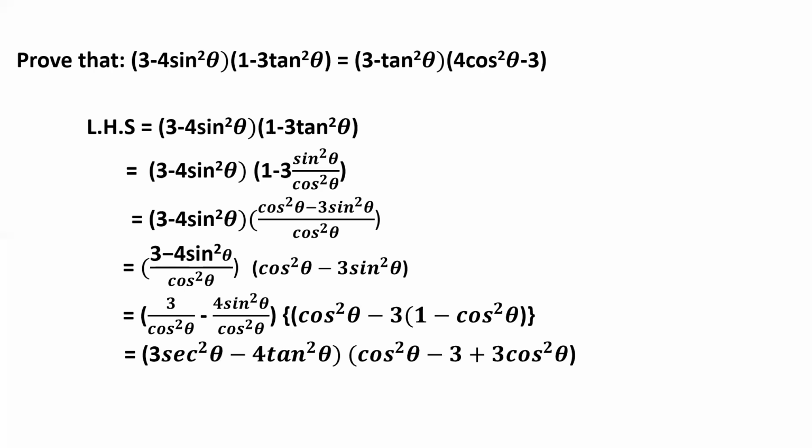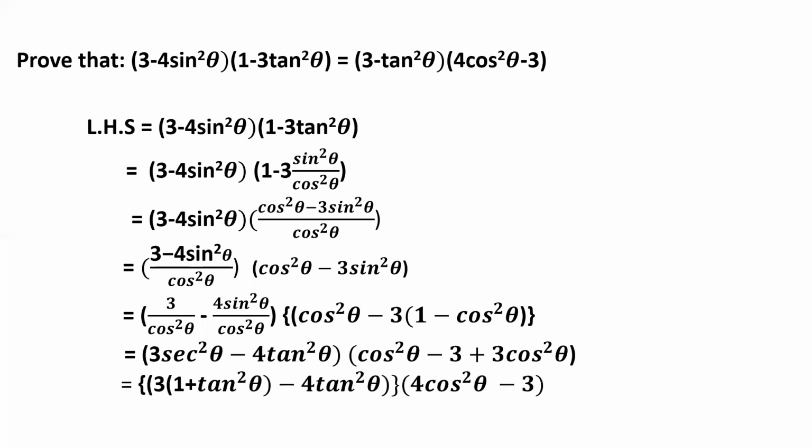Okay. And another bracket, let's simplify. Cos squared theta multiplied by the 3. It is minus 3. And minus minus becomes plus. And this is 3 times cos squared theta is 3 cos squared theta. Now, see, once again, I'm telling you, keep your eyes on the right-hand side. In the right-hand side, we don't need sec. So can I change sec in terms of tan? And we know that sec squared theta is 1 plus tan squared theta. So let's keep it. 3 times (1 plus tan squared theta) minus 4 tan squared theta.